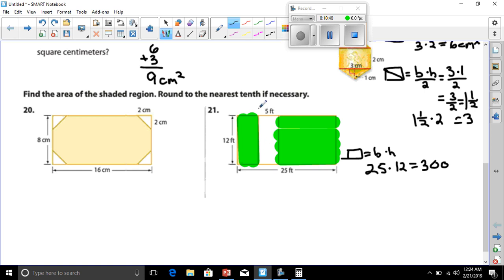Well, this part shows us that the base is actually 5, and the height is still 12. And 5 times 12 is 60. Since we're excluding it, we're going to subtract 60 from 300. So 300 minus 60 gives us 240 feet squared.